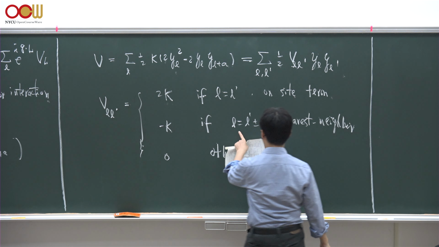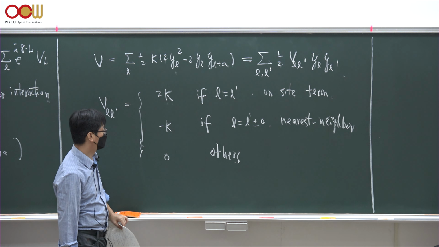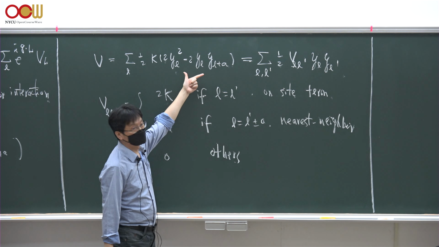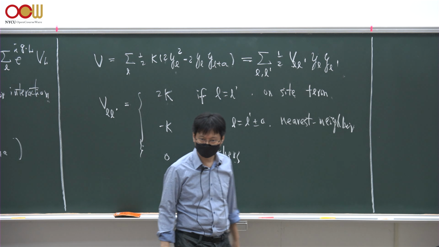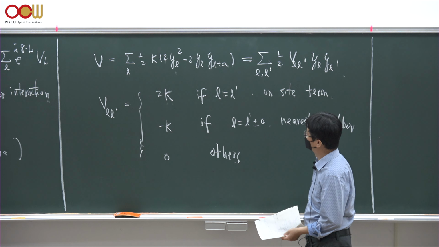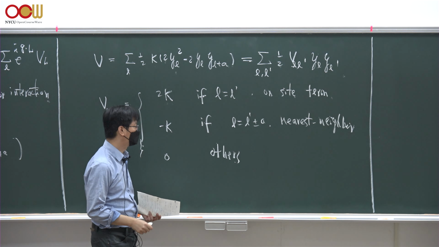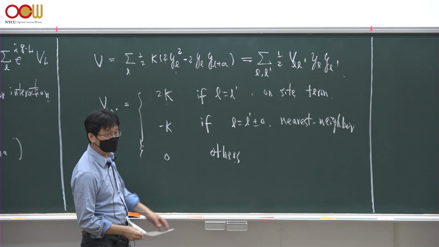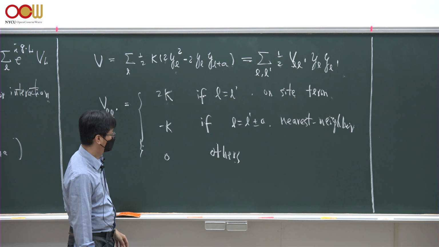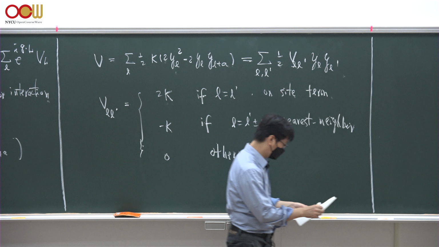But if they are not the same site and they differ by just a lattice constant, plus or minus a, between l and l prime, you can very easily see that this is minus K. You need to avoid double counting, so you divide this factor of 2 by a factor of 2, so you get minus K here. But if l and l prime are further apart than nearest neighbor or on site, you get nothing, because there are no other contributions other than on site or nearest neighbor sites. So V_{ll'} is 0 otherwise.